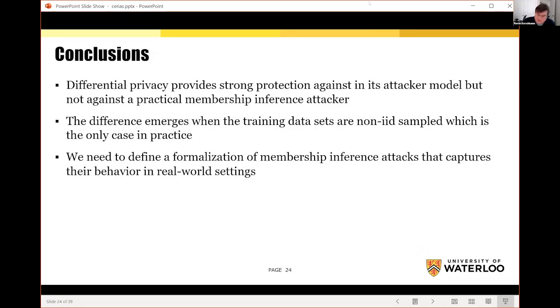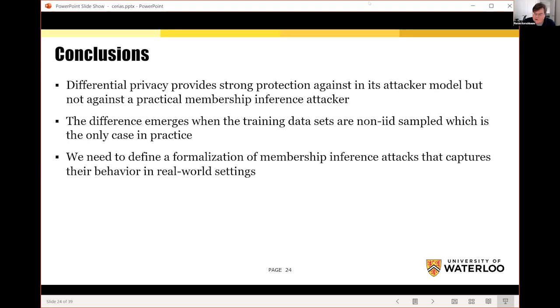Okay, so I want to conclude this part of the presentation. Differential privacy provides strong protection against the attacker in its attacker model, but does not against the practical membership inference attack. The difference emerges when the training data sets are non-IID sampled, which is the only case in practice. There is no IID sampled data in practice. And we need to define a formalization of membership inference attack that captures this behavior that we observed in the real world.